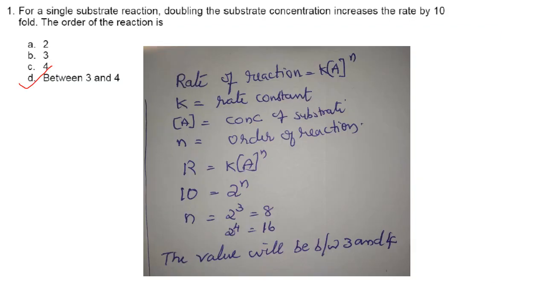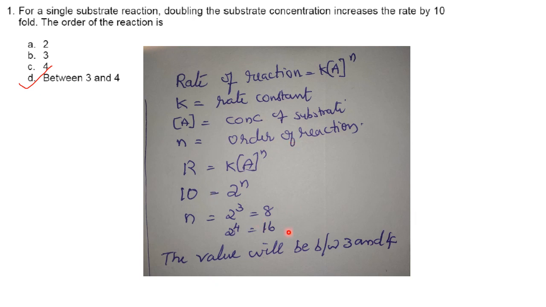Coming to the first question. For a single substrate reaction, doubling the substrate concentration increases the rate by tenfold. The order of the reaction is? So we know that rate of a reaction is equal to K[A]^n, where K is the rate constant, A is the concentration of substrate, and n is the order of the reaction.